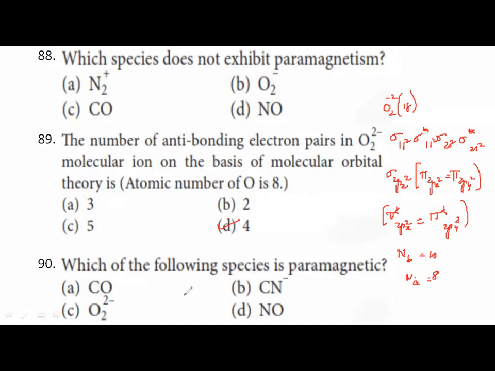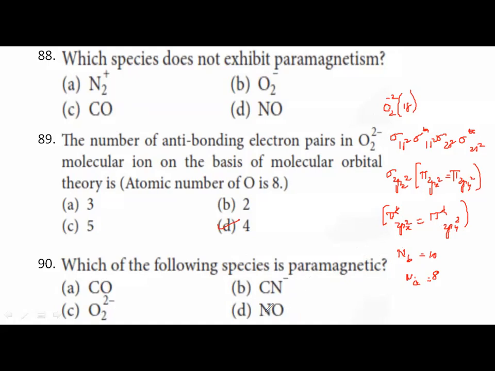Next question, which of the following species is paramagnetic? We have seen just now CO, and O2 minus 2 is here only. CO is diamagnetic; just now we have seen it does not exhibit paramagnetism. O2 minus 2 we have also seen is diamagnetic. And even CN minus, in our last questions we have seen, it is also not having any unpaired electrons.